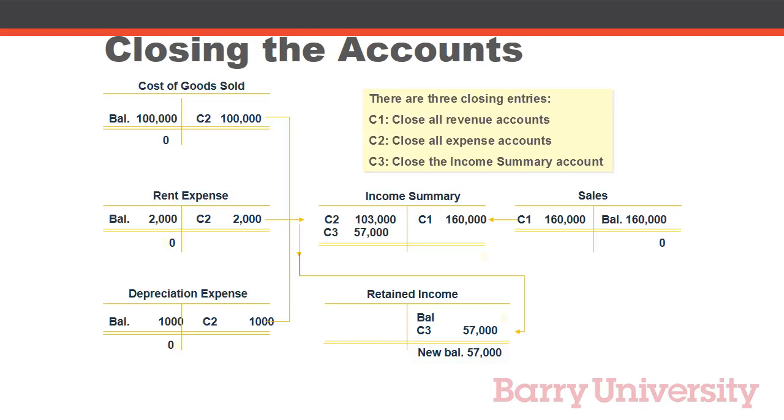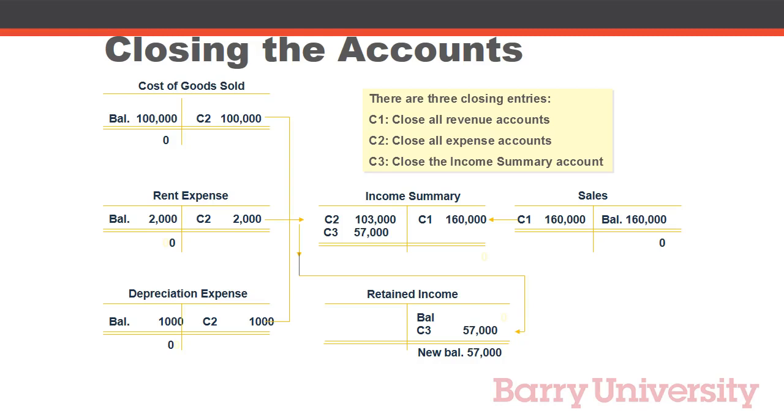Here we're going to look at the closing process. So sales revenue on the far right side had a credit balance. All revenue accounts are increased by credits, so they have a credit balance. We close it with entry C1, a debit. When we debit sales for C1, we credit a holding account called income summary for the same amount. So we debited sales revenue for $160,000 in transaction C1, and we credited income summary for $160,000.